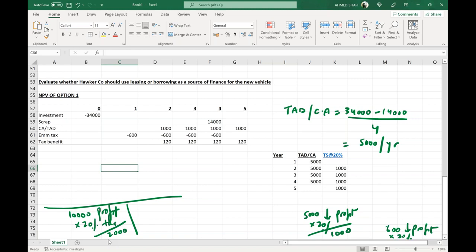Let's suppose depreciation came, or emission tax came. So how much is the depreciation? 5,000 each year. If 5,000 depreciation came each year, then your profit fell by 5,000. From 10,000 profit, due to depreciation, profit became 5,000. So now you have to pay 20% tax on 5,000 only. That's 1,000. So you see, depreciation reduced your profit and reduced tax by 1,000. This is what tax benefit is.